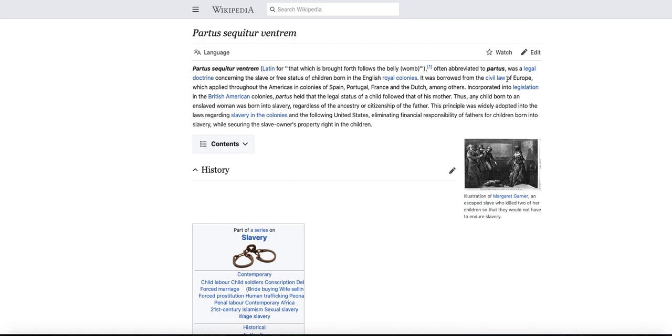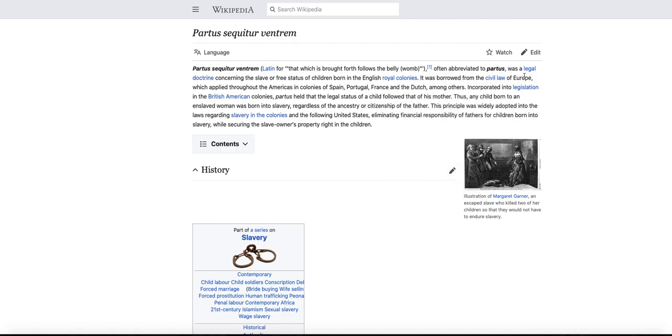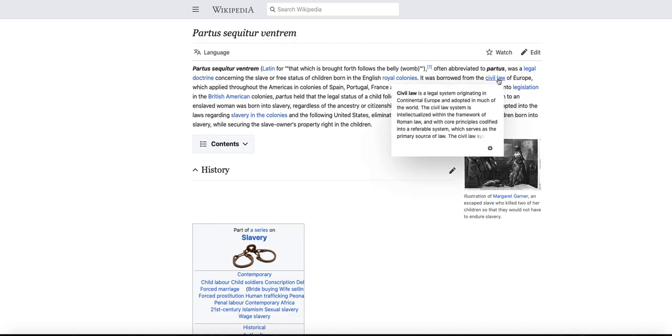It was borrowed from the civil law of Europe, okay, so it was borrowed from the civil law of Europe. But it's so funny how we're talking about France and the Patriots beat Europe, but then they borrowed something from them. A legal system originating in continental Europe and adopted in much of the world. The civil law system is intellectualized within the framework of Roman law. Again, it's funny how we're talking about Roman law.